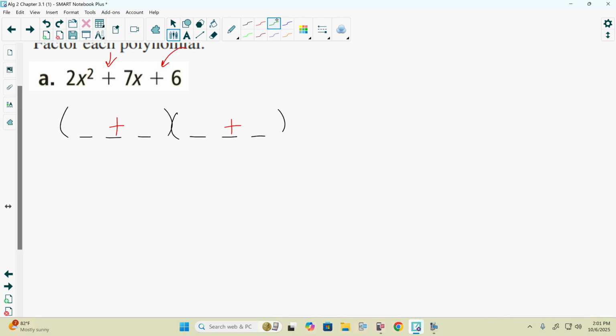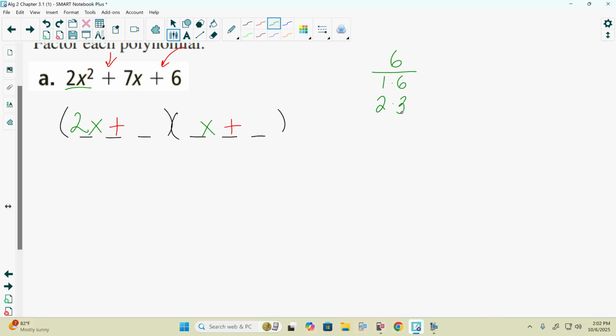Now we need to look at the factors of the first and third term. Well, our first term is 2x squared, yes? Well, the only factors of x squared are x and x. Factors of 2, 1 and 2, and that's it, yes? We can plug x and x in. The only factors of 2 are 2 and 1. We can stick the 2 and 1 in spots. Factors of 6. 1 and 6 or 2 and 3.